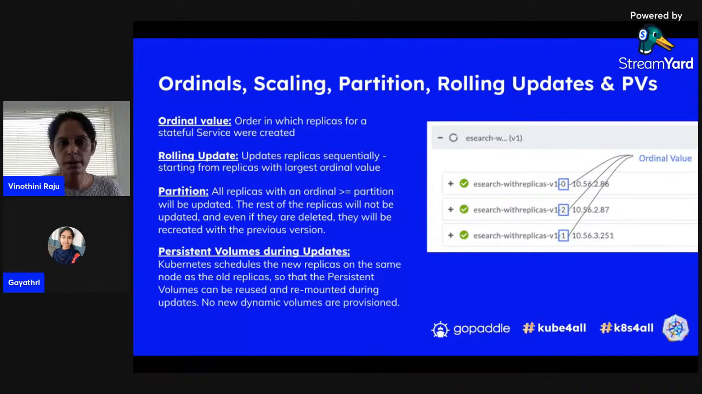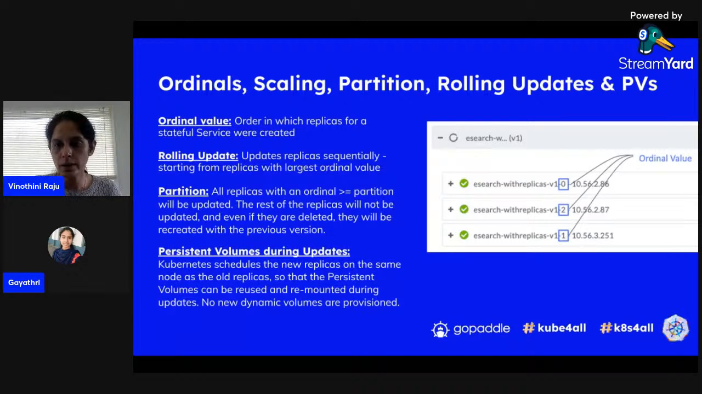So there are a few concepts that we must know before we look at maintaining stateful applications on Kubernetes. The first one is called the ordinal value. The ordinal value sets the order in which the replicas for a stateful service are created. Say for instance, here eSearch, Elasticsearch with replicas is a service name, right?